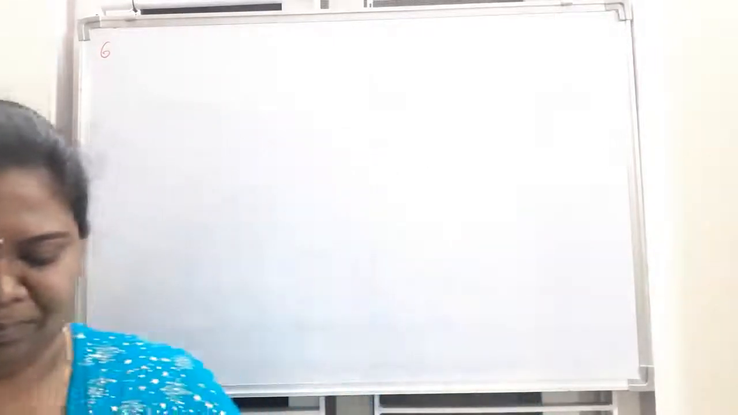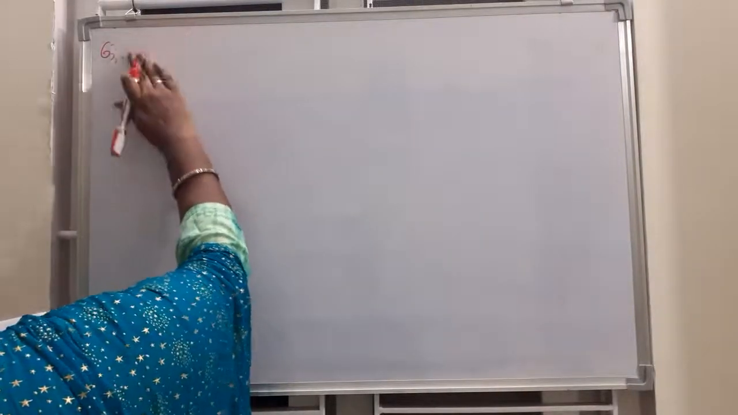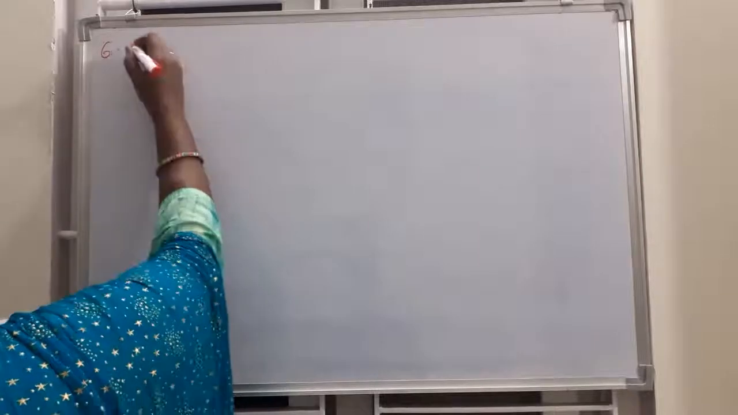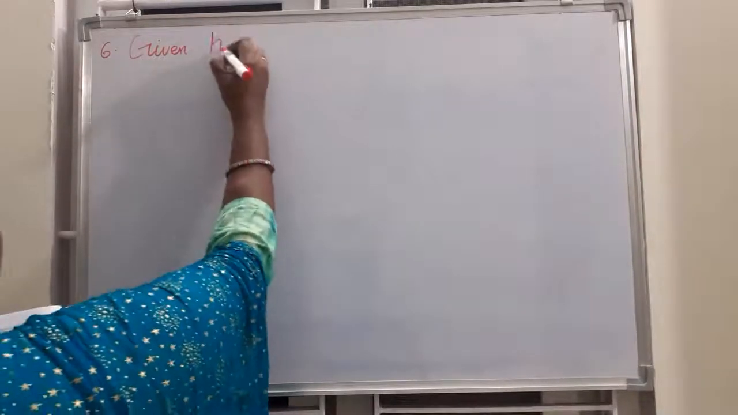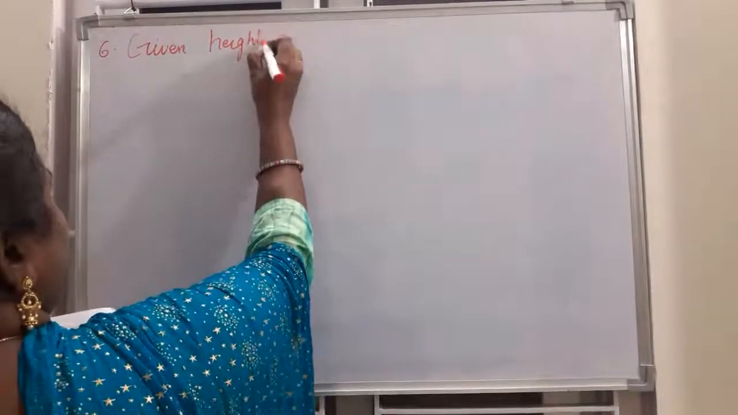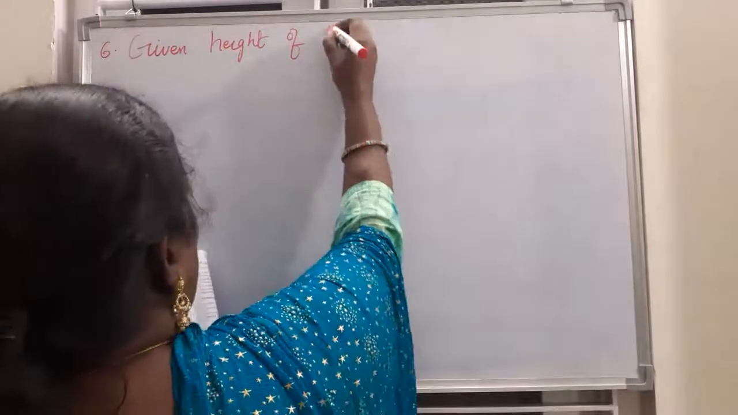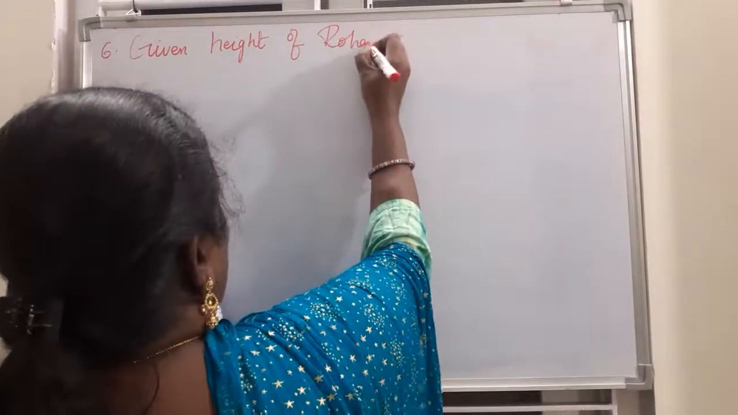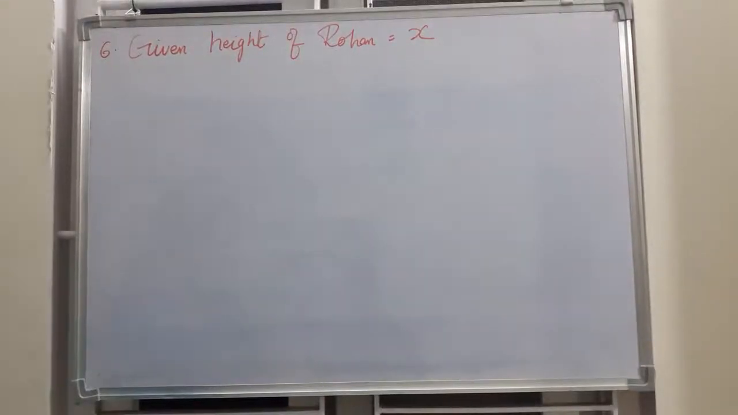Next, I'll just start and continue. Just take given, because he has given it to you already. Don't need let. So given, height of Rohan is equal to x. You can write x centimeters or whatever it is. You can just give x.